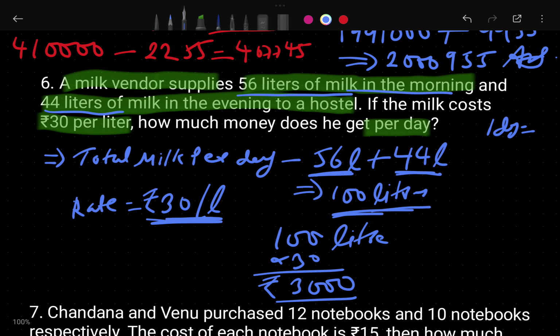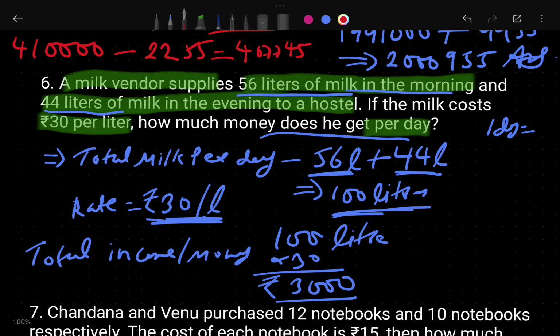So you can write here total income. How much money does he get? So you can write total money. You can write total income also. Total income or money, you can write anything. Total income or money per day equals, that is going to be 3000. 3000 rupees per day he is earning.